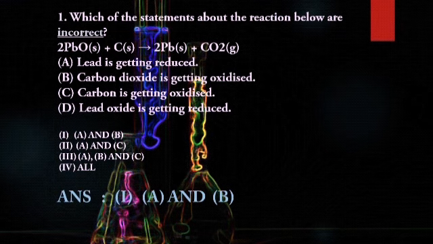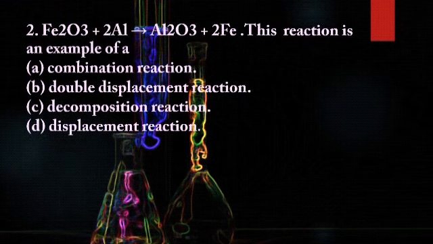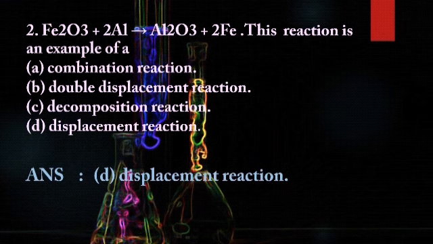Now moving on to the next question. The next question is, Fe2O3 plus 2Al gives Al2O3 plus 2Fe. The reaction is an example of: option A, combination reaction; option B, double displacement reaction; option C, decomposition reaction; and option D, displacement reaction. The correct answer is displacement reaction.